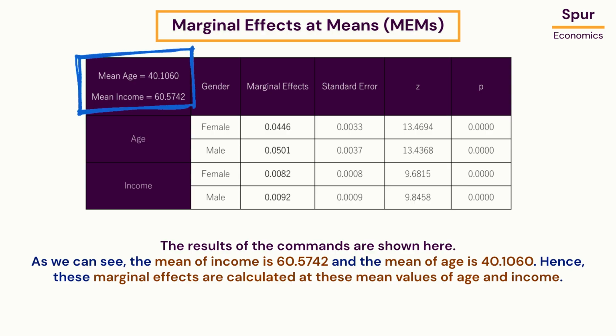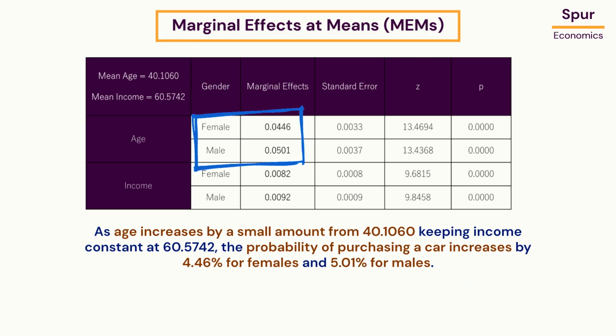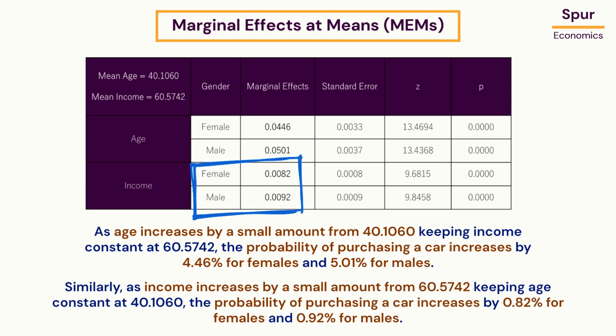As we can see, the mean of income is 60.5742 and the mean of age is 40.1060. Hence, these marginal effects are calculated at these mean values of age and income. As age increases by a small amount from 40.1060, keeping income constant at 60.5742, the probability of purchasing a car increases by 4.46% for females and 5.01% for males. Similarly, as income increases by a small amount from 60.5742, keeping age constant at 40.1060, the probability of purchasing a car increases by 0.82% for females and 0.92% for males.